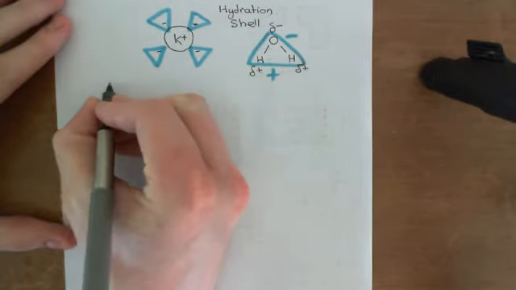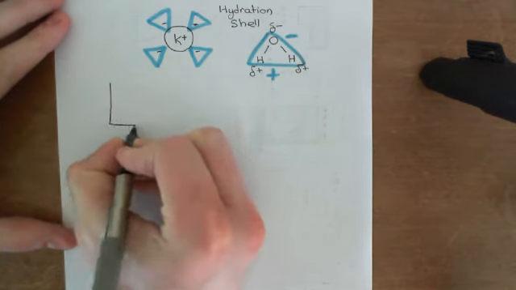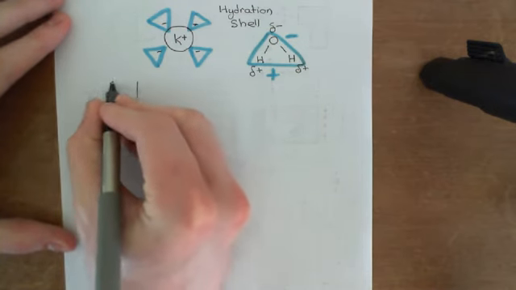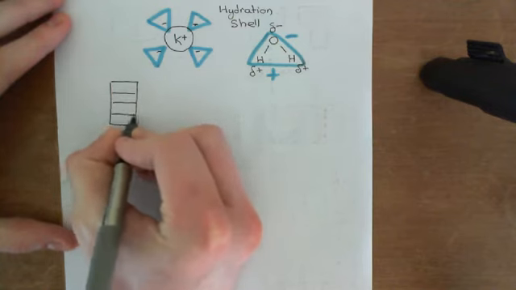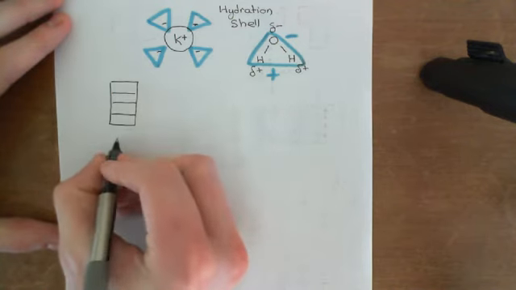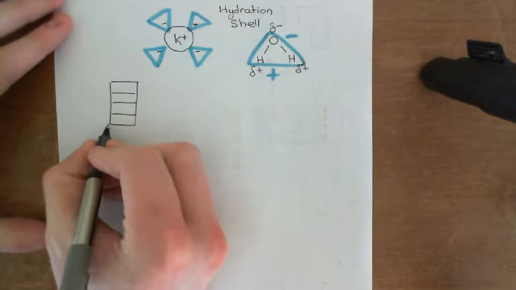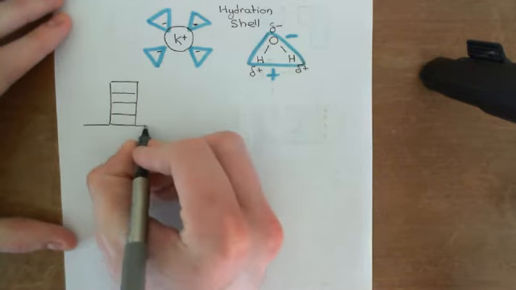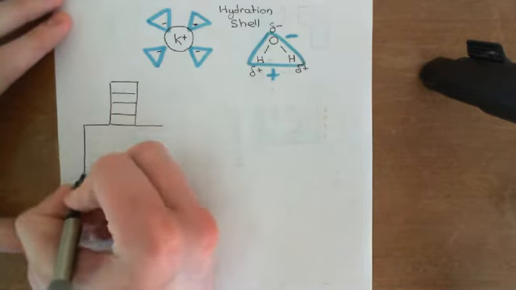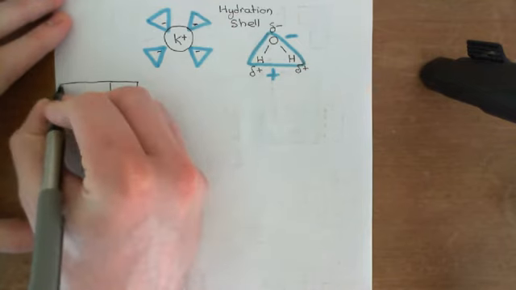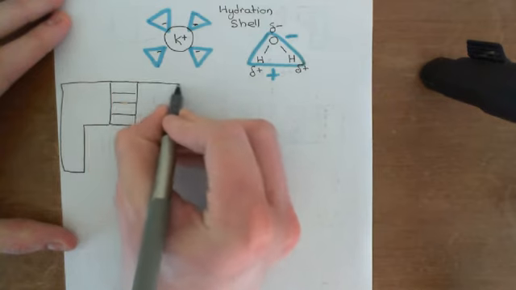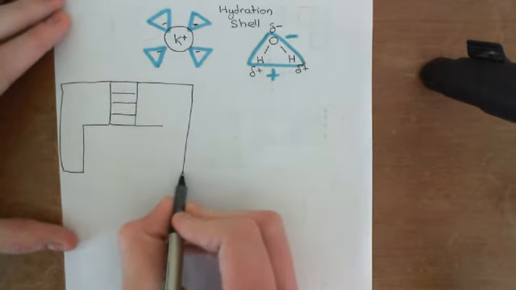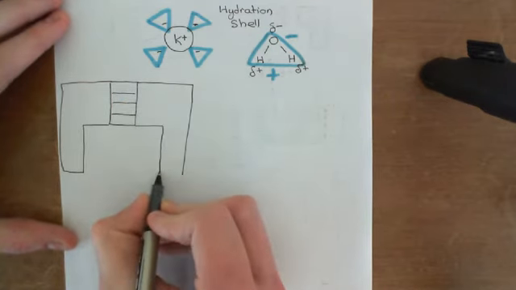So, let me draw now the selectivity filter from one side. Okay, so here it is, with its 4 separate binding sites for potassium shown here. Okay, and let's say that this is the intracellular side and this is the extracellular side. So putting it in the context of the larger potassium channel, we'd have it like this. Okay, so this is the pore-forming portion of the potassium channel.